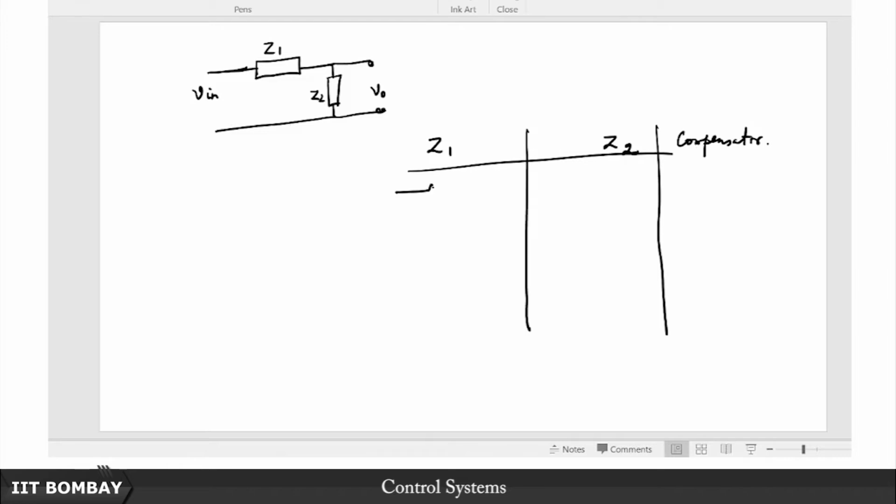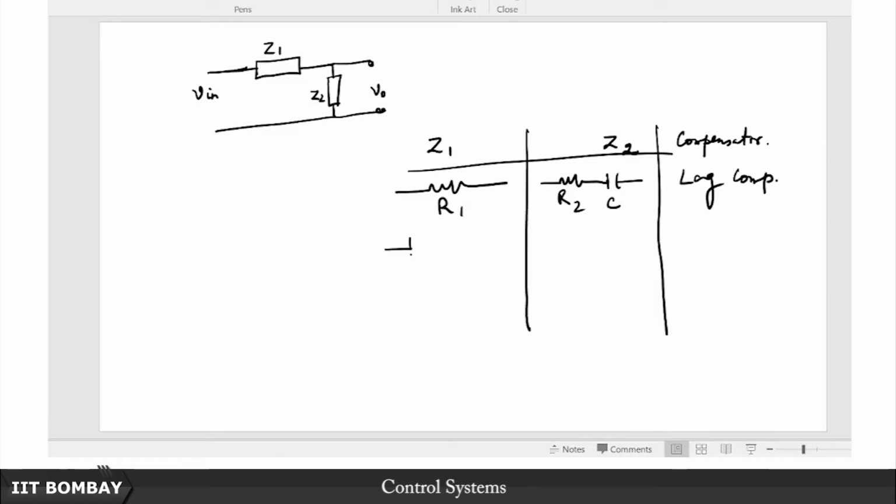So let's say now you have a resistance here and a resistance and a capacitance here. This is R1, this is R2, this is C. So this is basically a lag compensator, right. So this is a lag compensator.